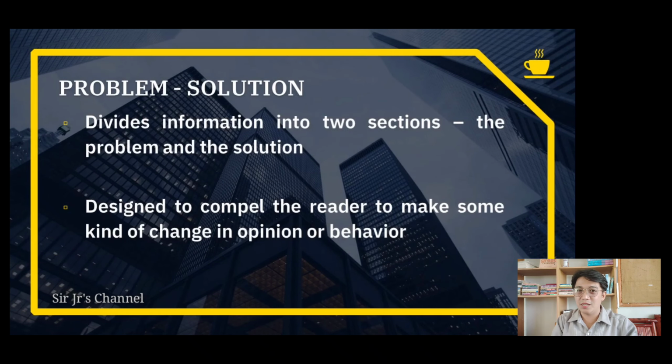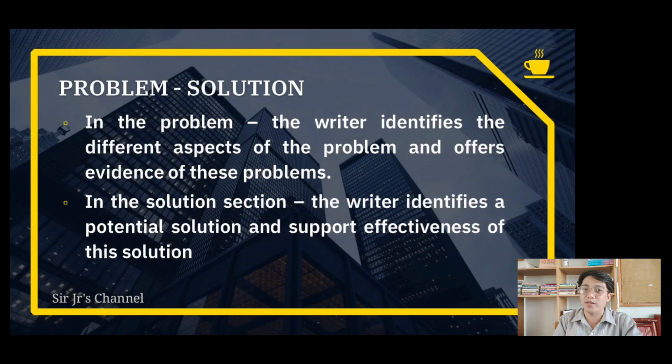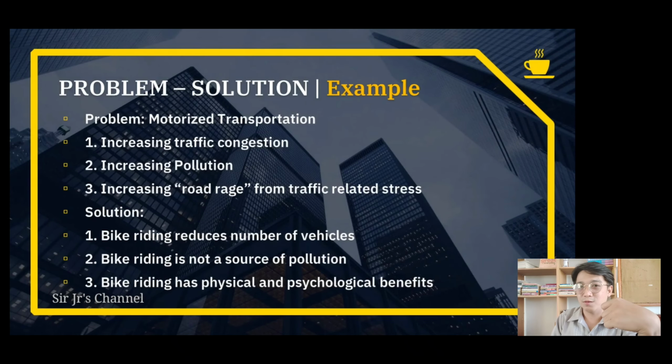Problem and solution is very easy to identify. It divides information into two sections, obviously the problem and the solution. It's designed to compel the reader to make some kind of change in opinion or behavior regarding a particular topic, a particular issue, a particular concern, a particular advocacy, or a particular point. In the problem section, the writer identifies the different aspects of the problem and offers evidence of these problems. In the solution section, the writer identifies a potential solution and supports the effectiveness of this solution. Very self-explanatory.